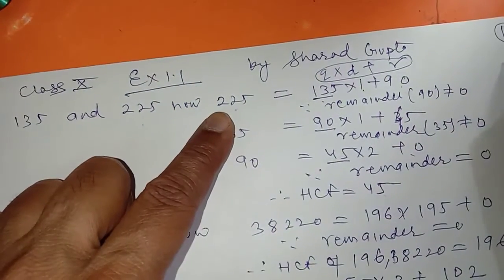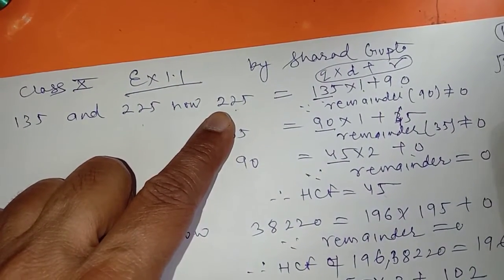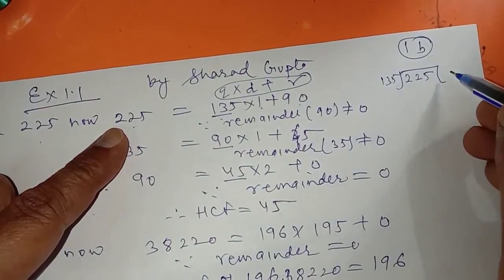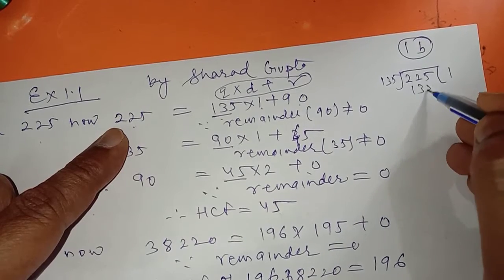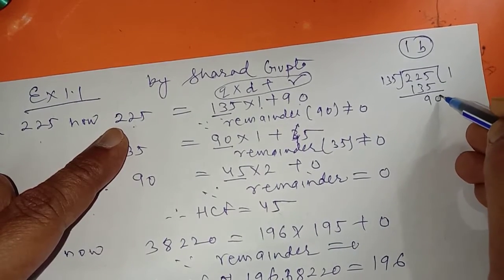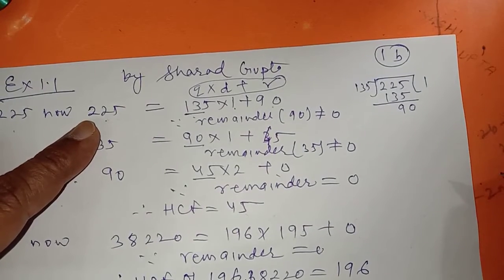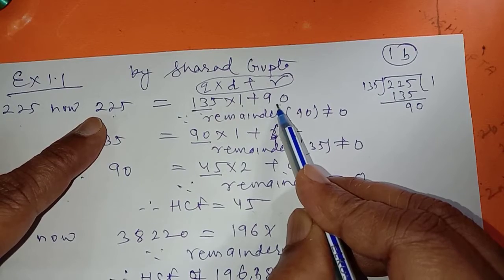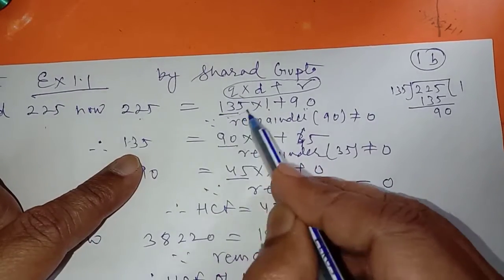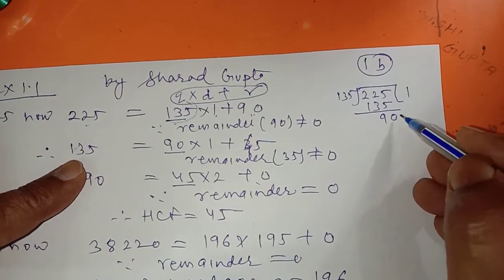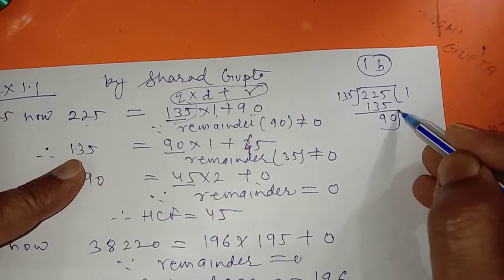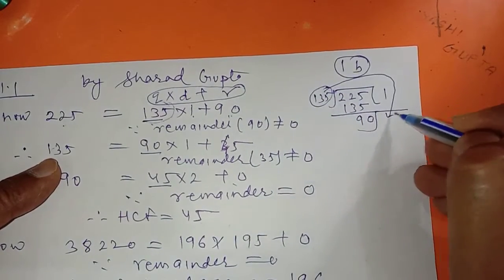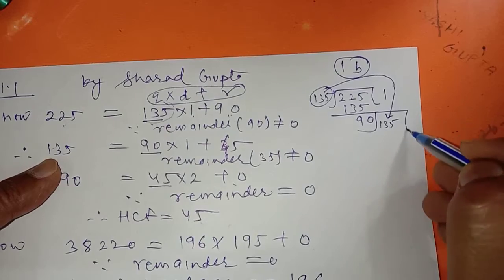If you divide 225 by 135, the quotient will be 1 and the remainder will be 90. You can do it in rough. Now because the remainder is not equal to 0, the original divisor will become the dividend and the remainder will become the divisor, 135, like this here.